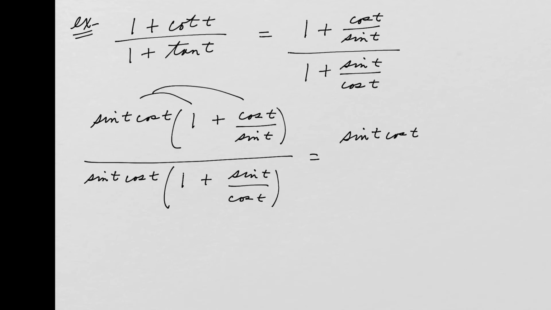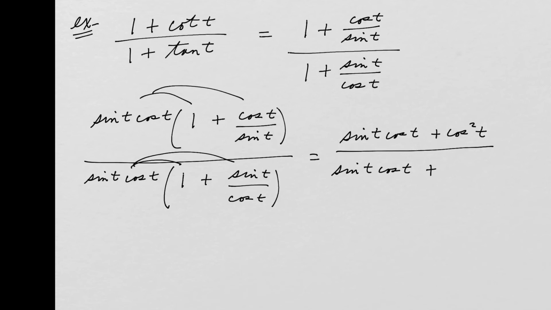And then sine of t cosine of t times cosine of t over sine of t. Well, the sine of t's are going to cancel, and it looks like I'm going to get cosine squared of t. And then in the denominator, if I distribute this in, I'm going to get sine of t cosine of t. And now it looks like the cosines are going to cancel. When I multiply by the second term, the cosines are going to cancel, and I'm going to get plus sine squared of t.